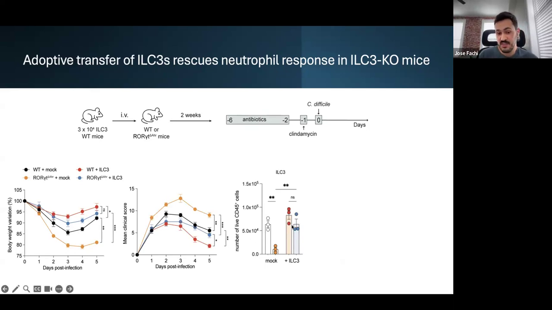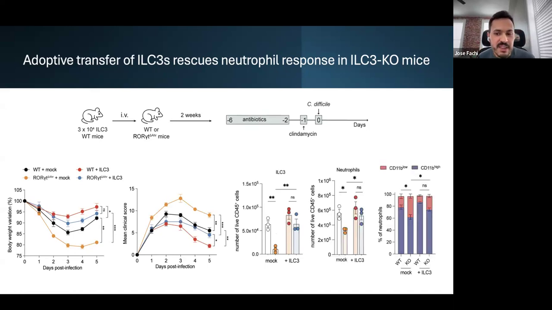And you can see that this was really functional because we can see ILC3s back in the tissue. And most importantly, we can restore the neutrophil accumulation and maturation. So now we can really point out that ILC3s were important for protecting the mice and it was somehow related to the neutrophils.